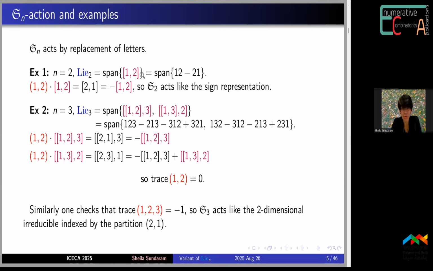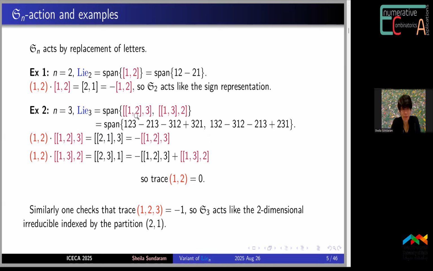So I just want to do two small examples. So when n is 2, Lie 2 is the span of the bracket of 1 with 2. So that's the linear combination of these two permutations, 1 2 minus 2 1. And how does the transposition (1 2) act? Well, it just flips 1 and 2. So because of the anti-symmetry of the Lie bracket, the bracket of 1 with 2 gets sent to minus the bracket of 1 with 2. So S2 acts like the sign representation. N equals 3 is a little more interesting.